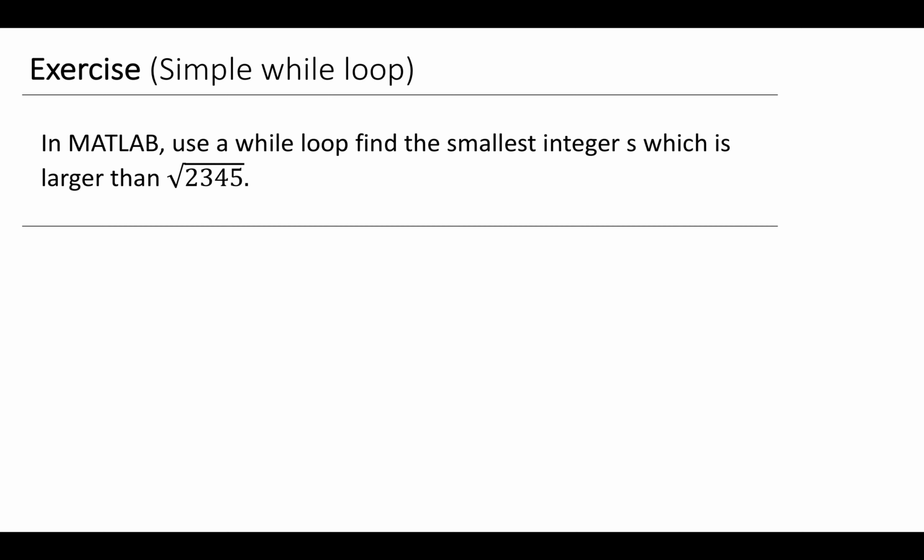In Matlab, use a while loop to find the smallest integer s which is larger than the square root of 2345. Simple in this context just means that the code isn't going to be too long. Nothing sophisticated, nothing complicated, just a few lines of code using a while loop. The problem is oversimplified a little, so we can have a play around and experiment with these while loops.